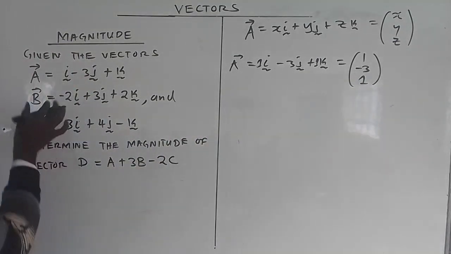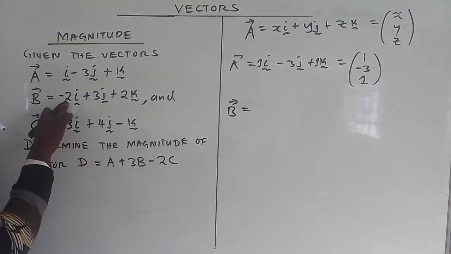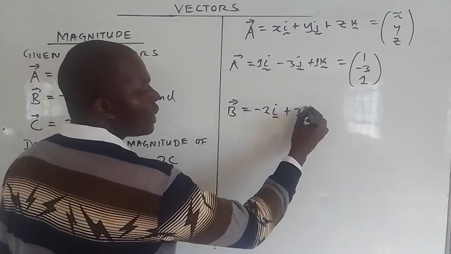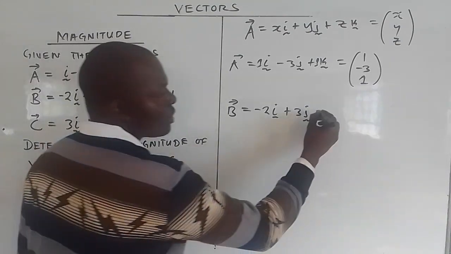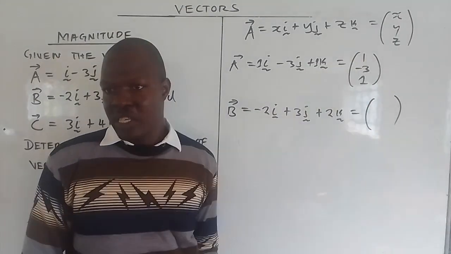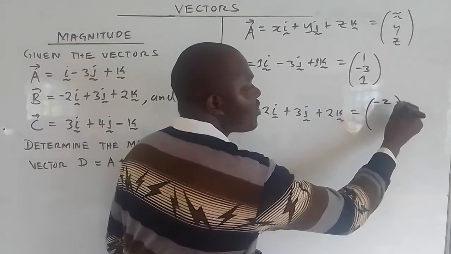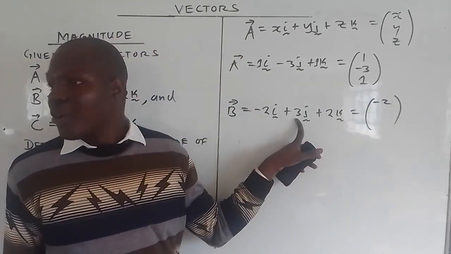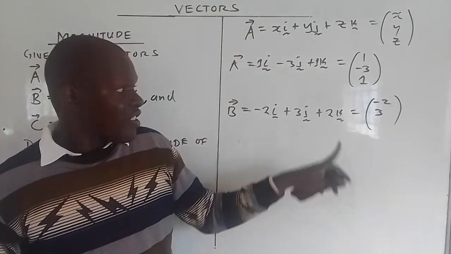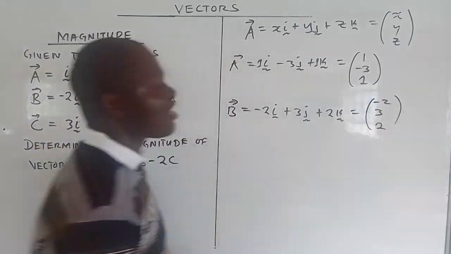You move to the next vector, vector b. What have you been given there, vector b? Vector b you've been told is minus 2i plus 3j plus 2k. So in column form, you know it is x, y, z, isn't it? x is the coefficient of i. x is negative 2. y is the coefficient of j. y is positive 3, positive 3 is just 3, isn't it? Then z is the coefficient of k. z is 2, or positive 2 is just 2, isn't it?